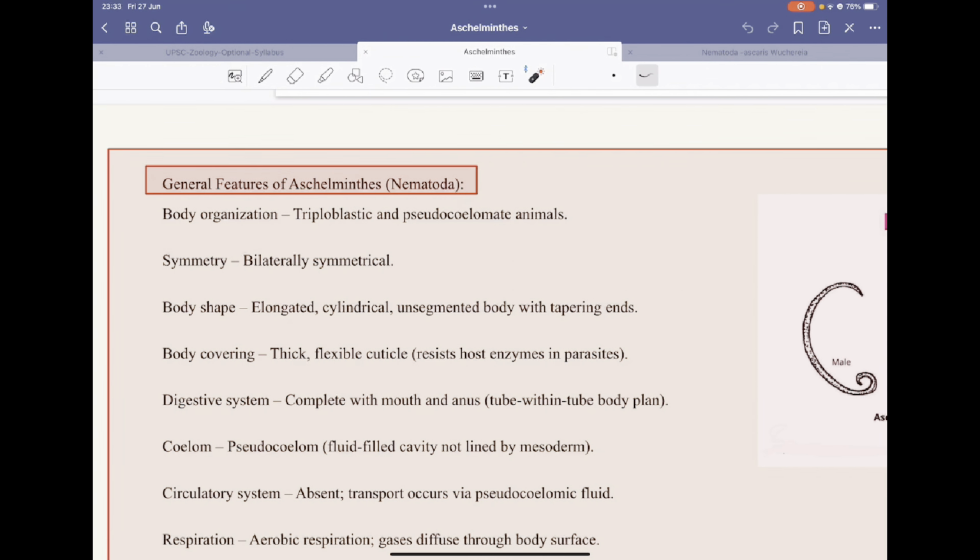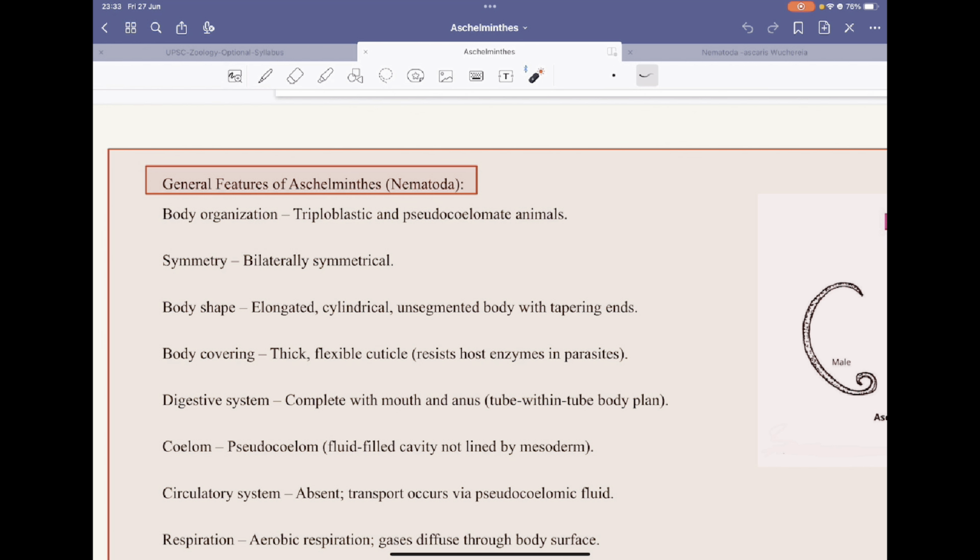The Aschelminthes are also called Nematoda. In body organization, they are triploblastic and pseudocoelomates. Pseudocoelomates I already explained in the coelom topic. Triploblastic means it has the three germ layers, that is ectoderm, mesoderm, and endoderm. The body is bilaterally symmetrical. The body can be divided into two equal halves through one axis or one plane.